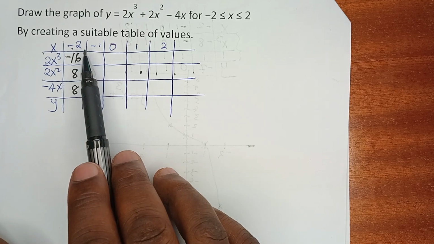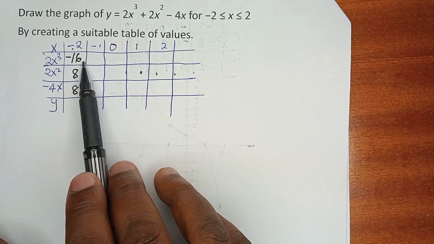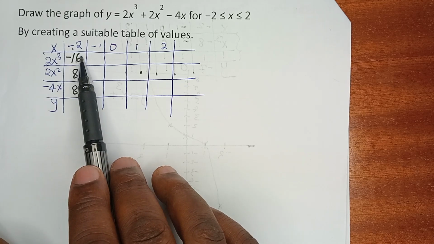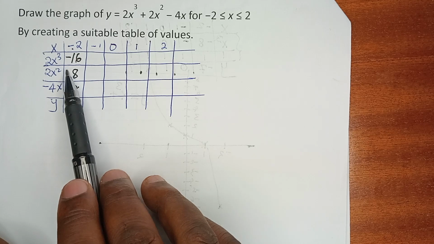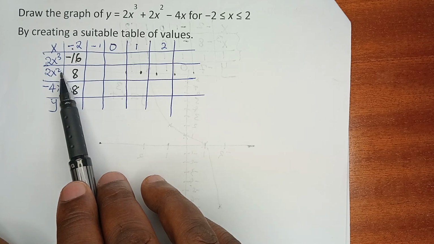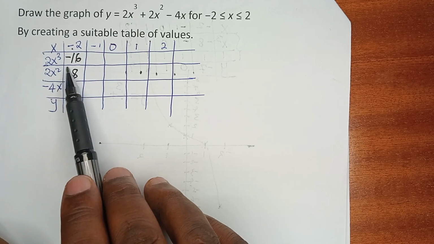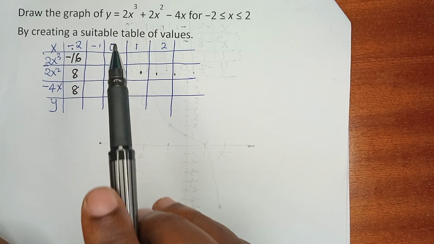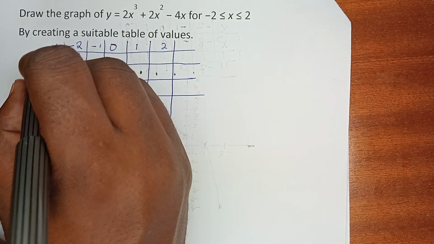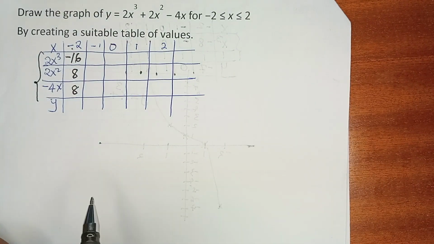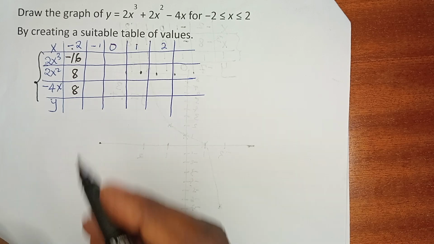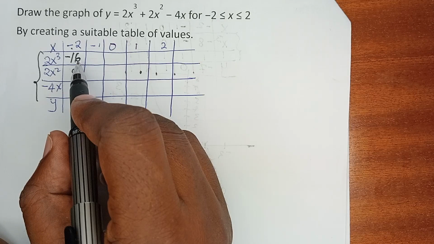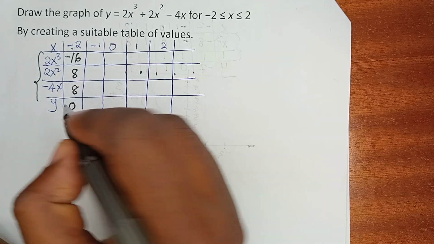So when x is -2, x cubed becomes -8, and -8 times 2 becomes -16. When x is -2, x squared is 4. 4 times 2 is +8. And of course, -4 times -2 is +8. And as you realize, y is the sum of all this. So you will be able to know here, -16 plus 8 plus 8 is actually 0.